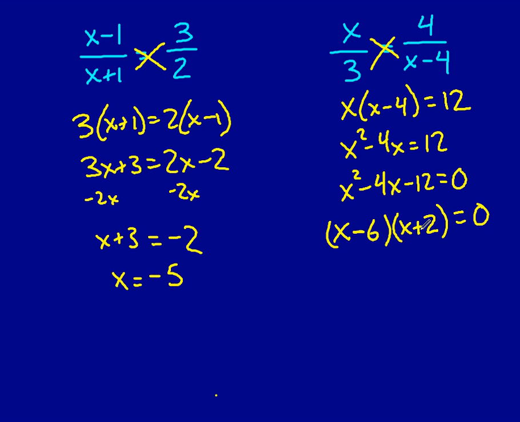If two factors equal 0, that means each one of them equals 0. So x plus 2 equals 0 and x minus 6 equals 0. Solve each of them. x equals 6 and x equals negative 2. So you could have 2 or even more answers as a possibility when you're solving these problems.